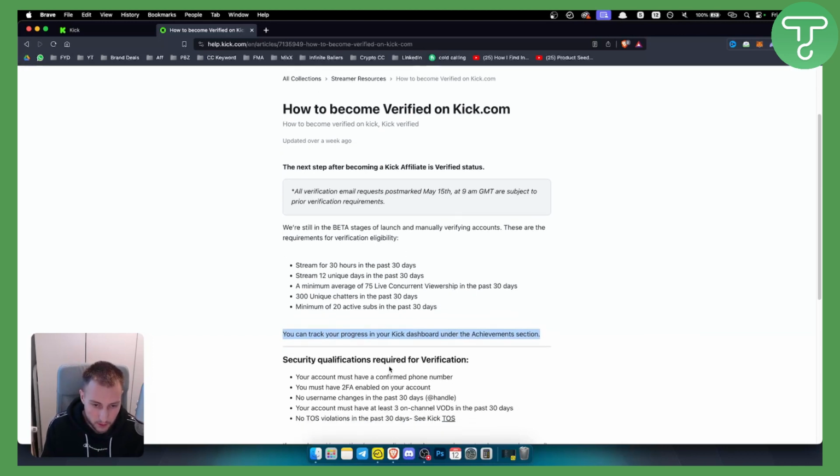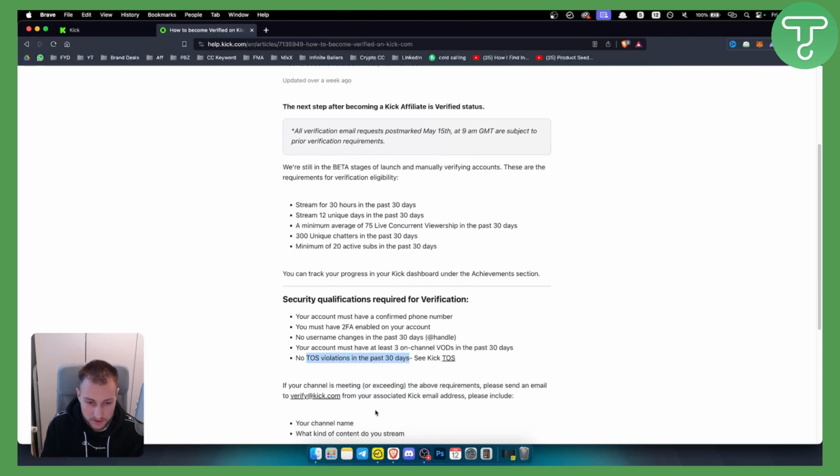For the security qualifications required for verification, you also need to go through them, which is: your account must have a confirmed phone number. You must have 2FA enabled on your account. Username, so no username changes in the past 30 days. Your handle needs to stay the same. Your account must have at least 3 on-channel VODs in the past 30 days, and no terms of service violations in the past 30 days as well. You can check out Kick's terms of service as well.